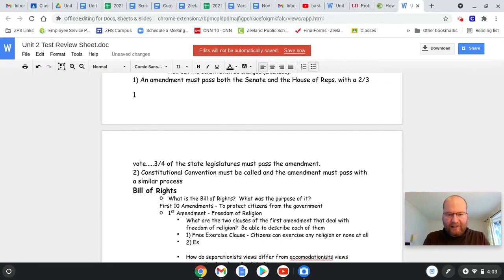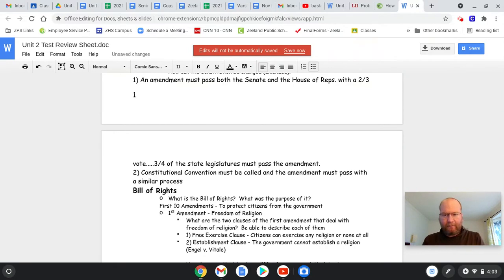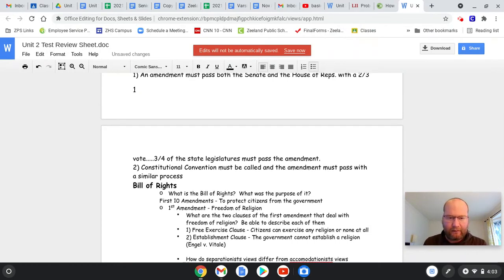And 2 was the establishment clause, which says that the government cannot establish a religion. I think one of the court cases that we talked about with that was Engel versus Vitale. I'll put that on there. One of you had that as your First Amendment case that you presented to the class. Those where they had prayer being read in schools in the state of New York, and people said, no, you can't do that because that establishes a religion.